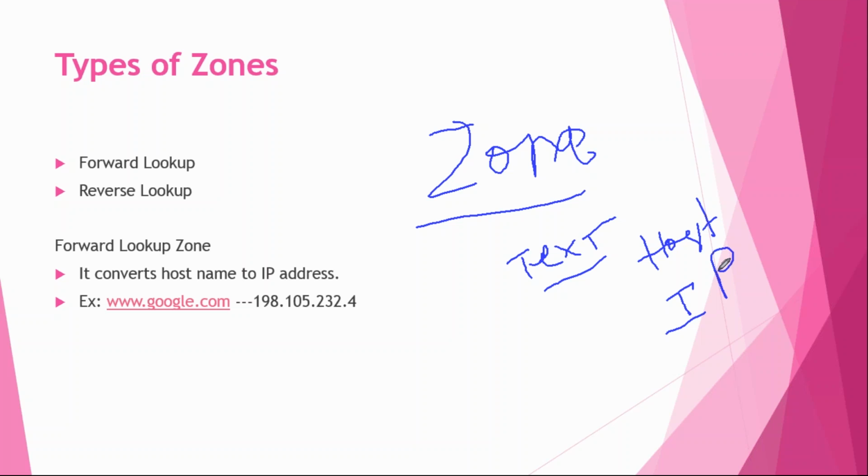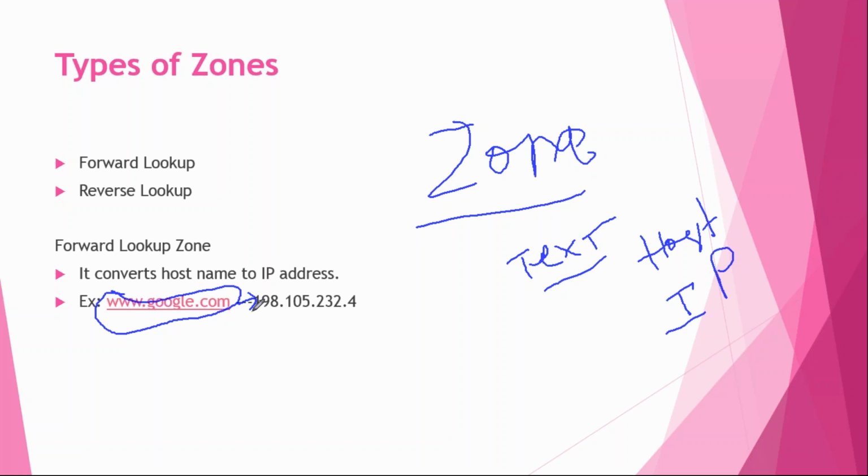Again, next, types of zones. They are divided into two zones. One is forward lookup zone, another one is reverse lookup zone. Forward lookup zone converts host name to IP address. Example, www.google.com. So it's going to convert to this IP address. So it's converting host name to IP address.